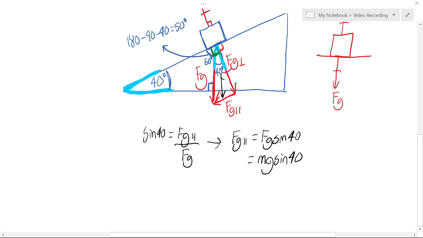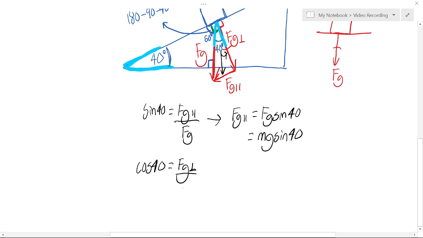Now we can do the same thing with the adjacent side, which is the perpendicular side. So SOHCAHTOA says cos 40 equals FG perpendicular. That's the adjacent side. So cos is adjacent over hypotenuse: FG perpendicular over FG. And if I rearrange this, I get FG perpendicular equals FG cos 40, which is equal to mg cos 40.